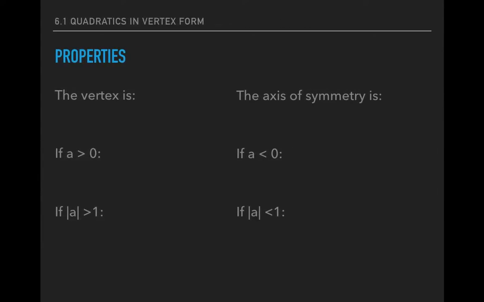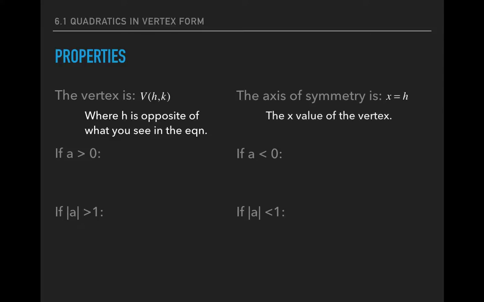So, some properties when you're looking at a quadratic in vertex form. The vertex is always going to be (h, k), where that h is the opposite of what you would see in the equation. And the axis of symmetry is x equals h. It's actually that x value from your vertex, that h value. And it is an equation, so you have to write it x equals. Otherwise, you're just giving me a number. I want an equation of a line.